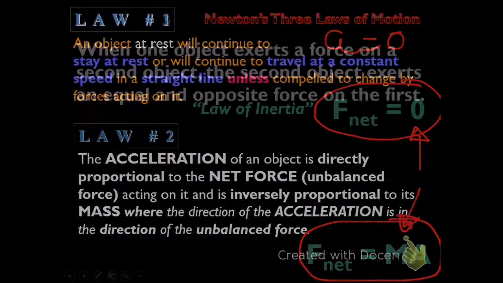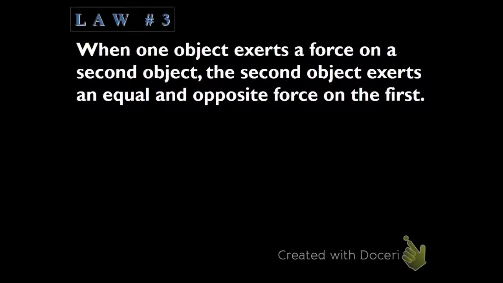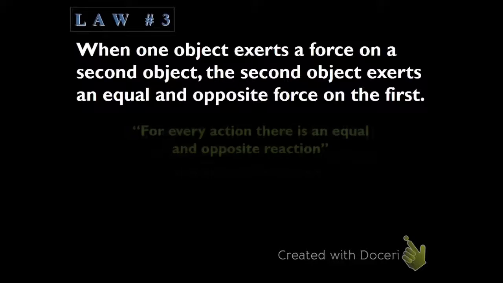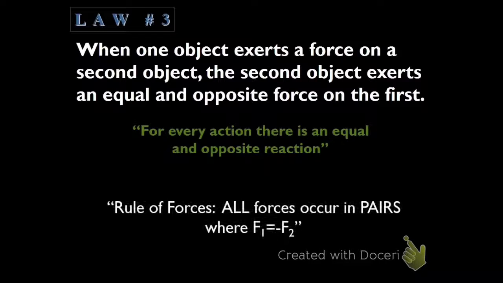Law 3 says when one object exerts a force on a second object, the second object exerts an equal and opposite force on the first. This is commonly explained as for every action there is an equal and opposite reaction. Another way to think about it is that forces always come in pairs. You're never going to have a single force. You might have a single force on an object, but not a single force total. The first force is equal but opposite to the second force.